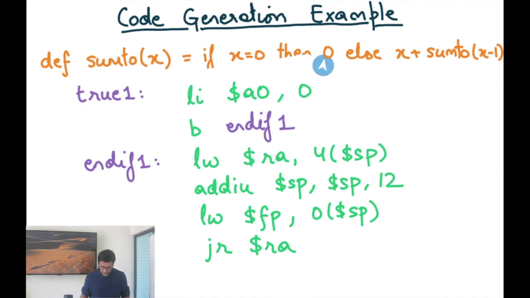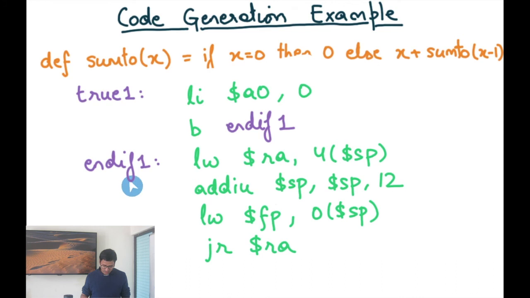Similarly, let's look at the code for true 1. That's actually much easier. On the true branch, it's just 0. So I just do load immediate 0 into a0 and branch to end if 1. Okay. Notice that this code is also satisfying our invariant. It's loading the value into a0 and leaving the stack unmodified.